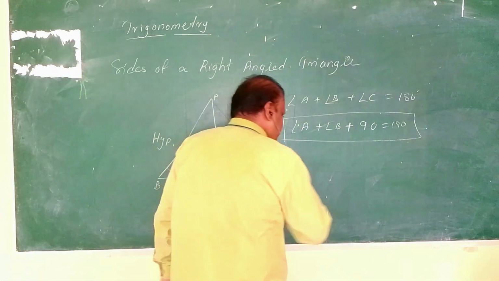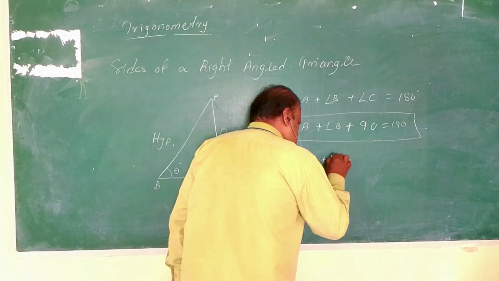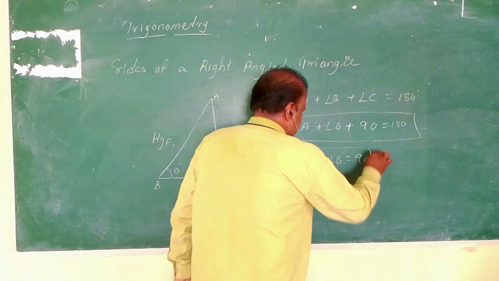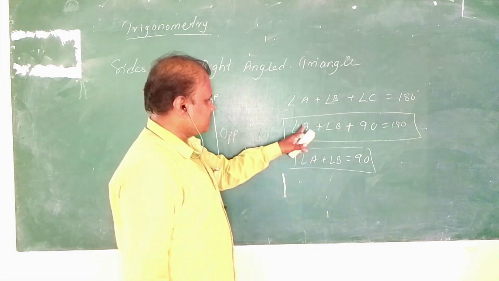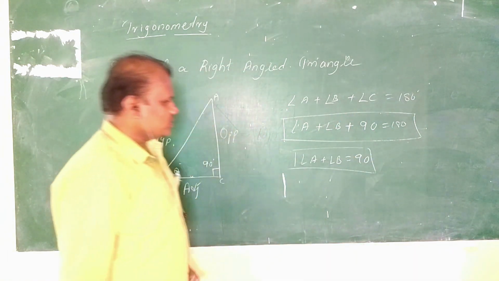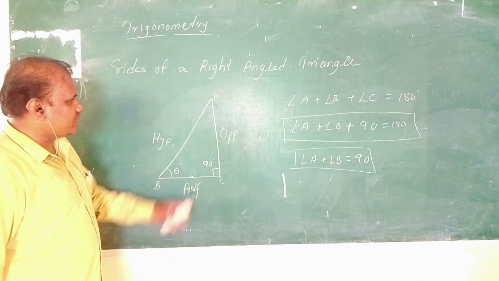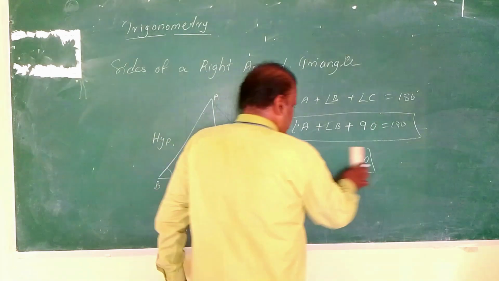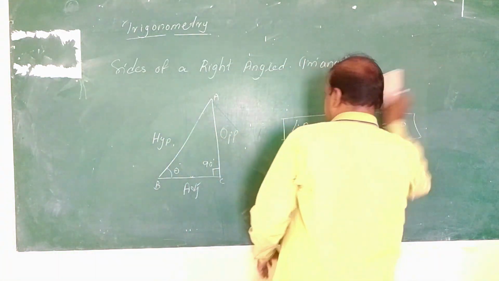Because one angle in a right angled triangle is 90 degrees, the sum of the remaining two angles equals 90 degrees, because angle A plus angle B equals 180 minus 90. Therefore, the remaining 90 degrees will be shared by the remaining angles. So this is one point in case of the right angled triangle.